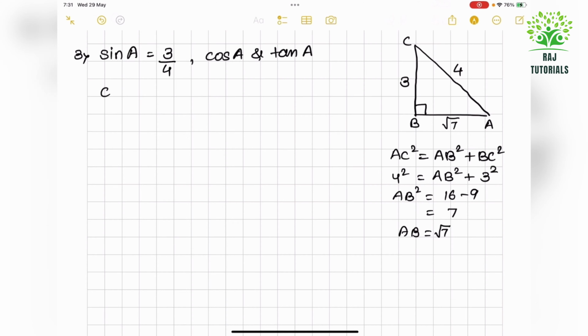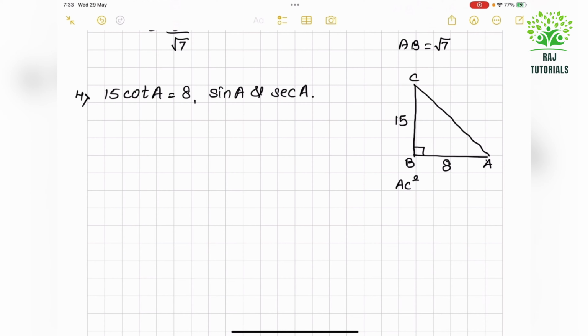So cos A will be base by hypotenuse, and the other one is tan A, that is perpendicular upon base. So cos A will be base, base is root 7 by 4, and tan A is perpendicular by base, 3 by root 7.